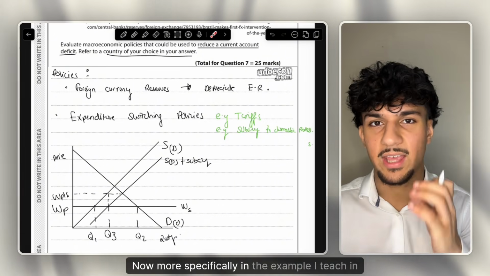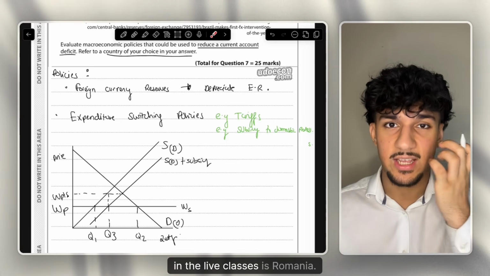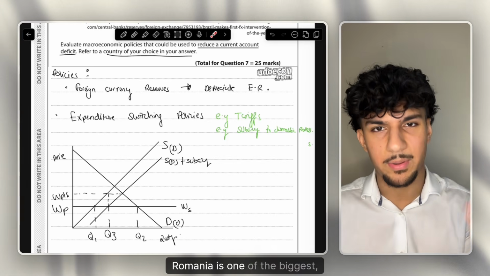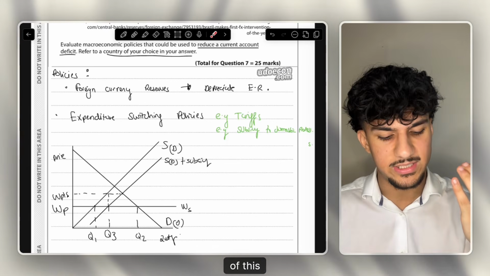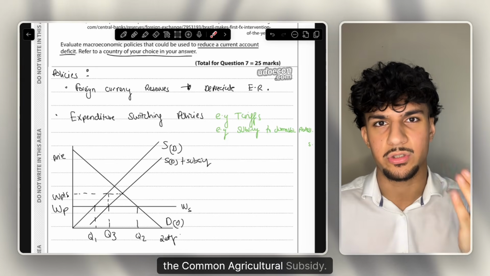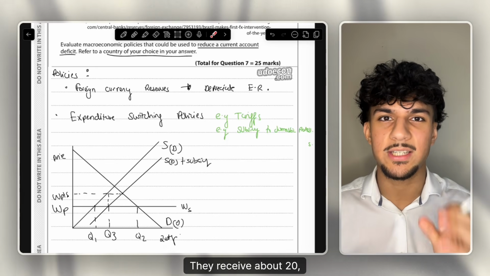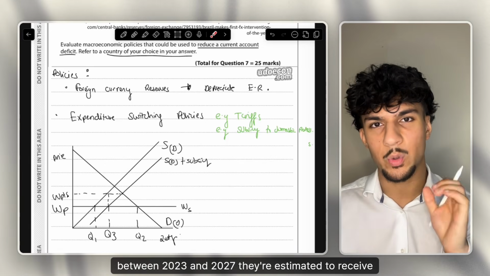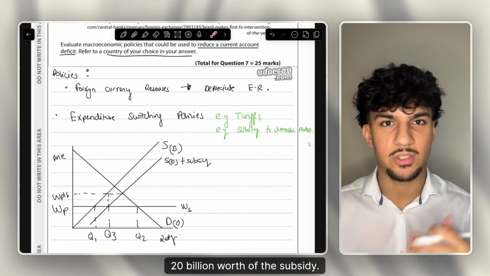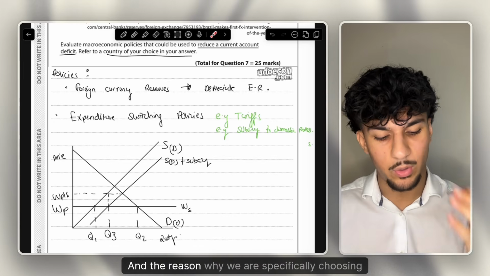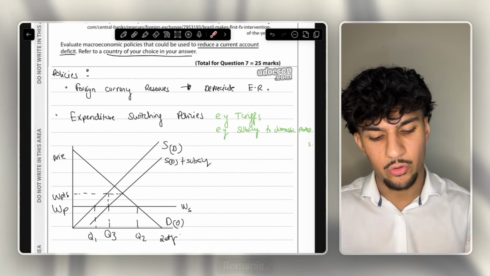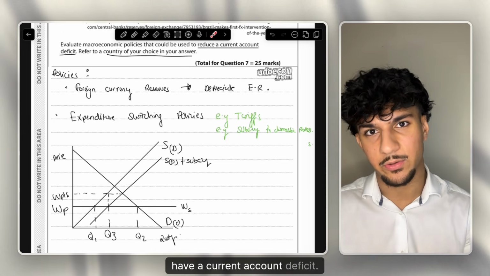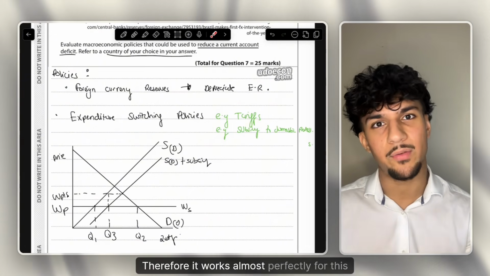Now, more specifically, the example I teach in the live classes is Romania. Romania is one of the biggest receivers of this CAP, the Common Agricultural Subsidy. Between 2023 and 2027, they're estimated to receive 20 billion worth of the subsidy. So of course it works quite well. And the reason why we are specifically choosing Romania is that it also has a current account deficit. Therefore, it works almost perfectly for this question.